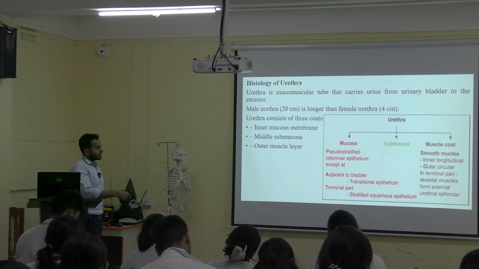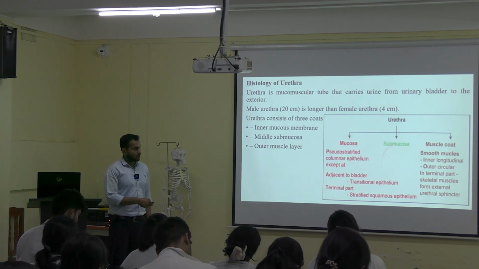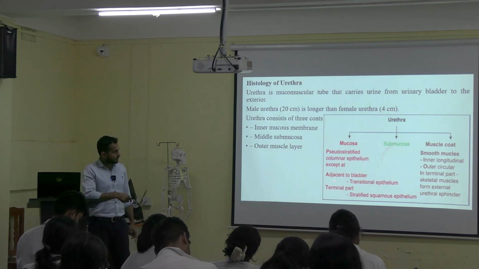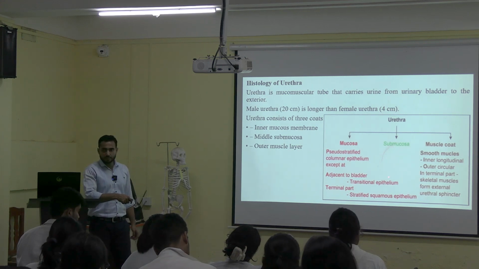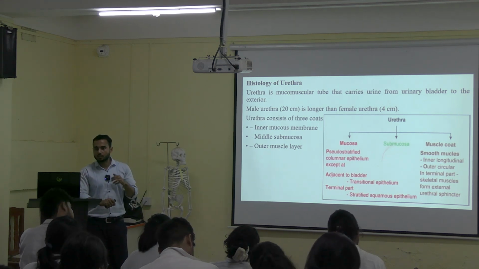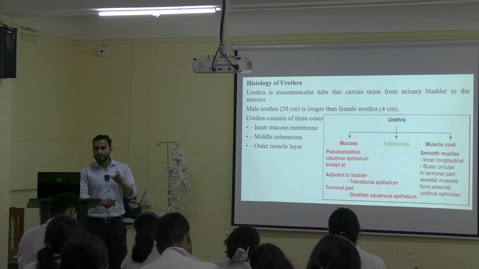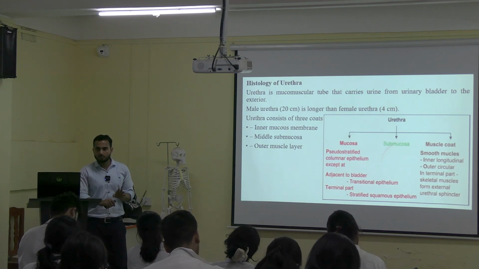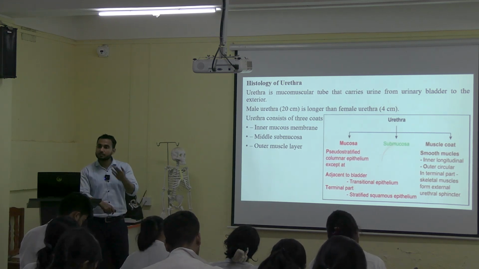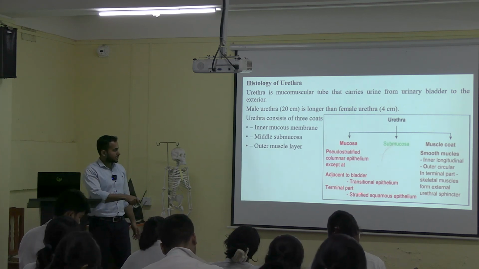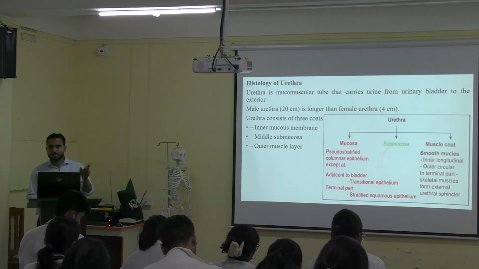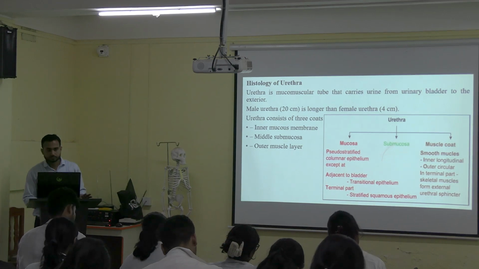So if you see the mucosa, first of all, it is pseudostratified ciliated columnar epithelium, except adjacent to the bladder, which is transitional epithelium. That means the proximal part of the urethra, or you can say the starting of the urethra, that particular part is lined by transitional epithelium. Beyond that, it is lined by pseudostratified ciliated columnar epithelium. Next, at the terminal part, जहाँ पे खत्म होता है, that is lined by stratified squamous non-keratinized epithelium. So these are some changes in the lining epithelium.